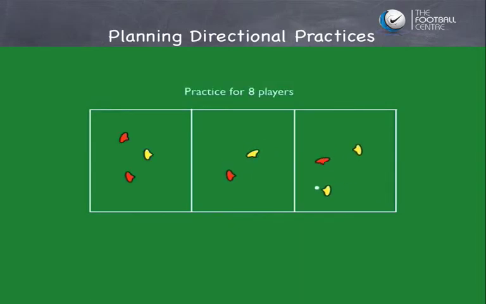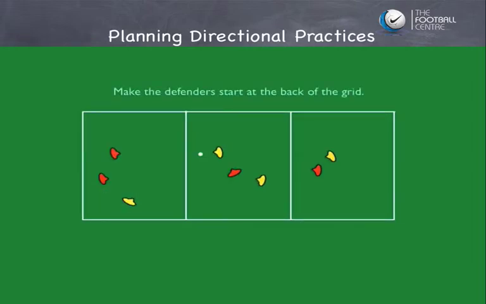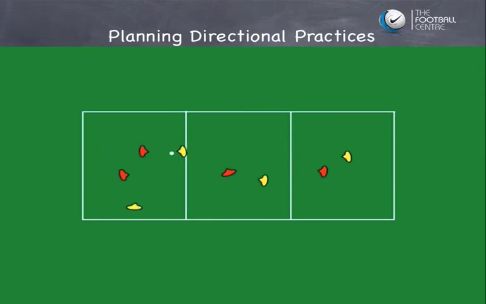This is the practice for 8 players, and notice how the red player is ready to challenge the yellow as the yellow gets on the line. Now to stop this from happening, make the rule that the reds have to be close to the back of their area until the yellow crosses the line. This gives the yellow player some time and space at the beginning.